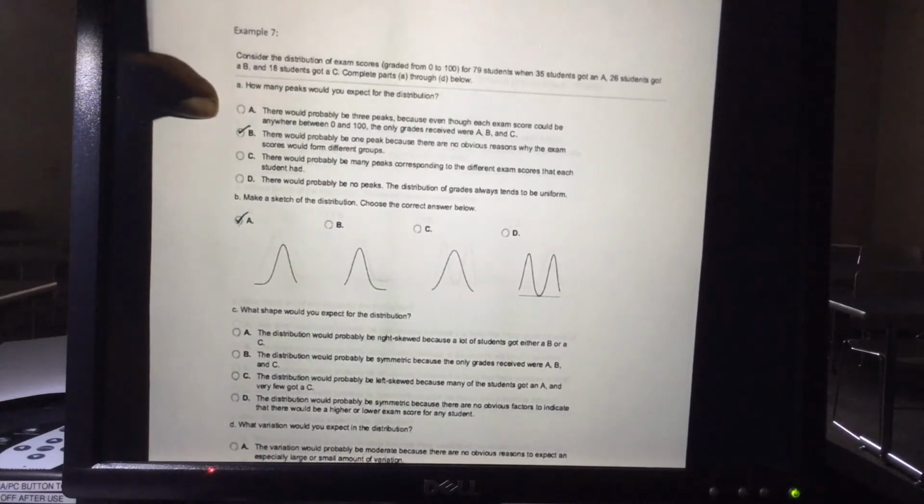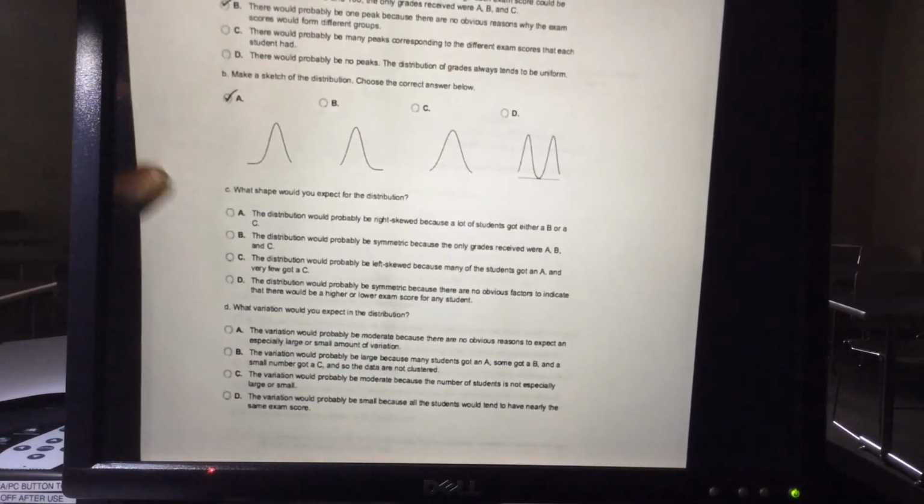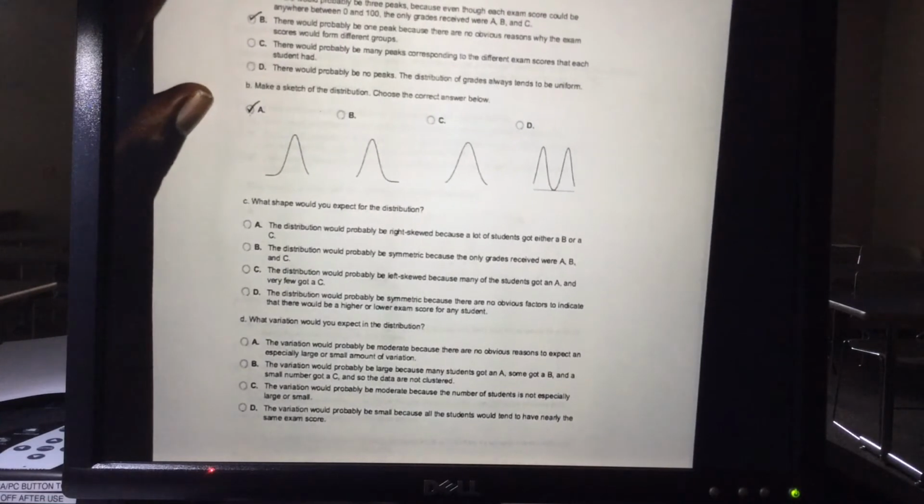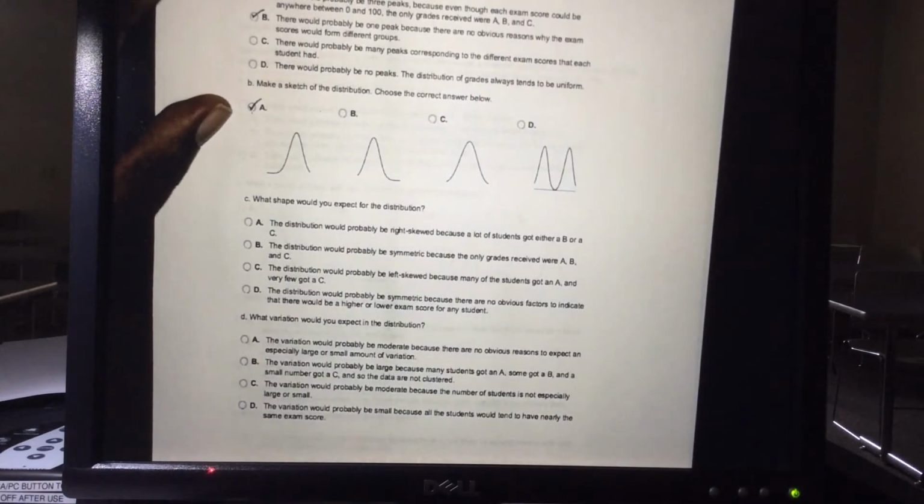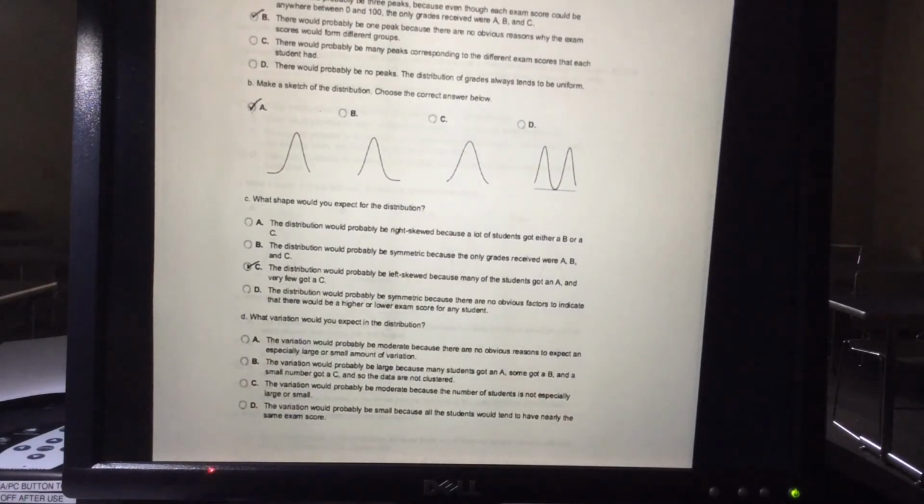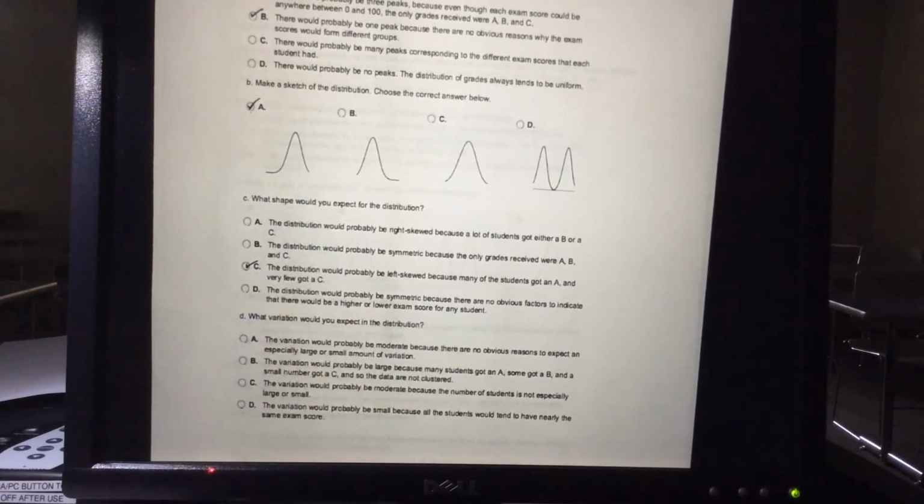And then part C, what shape would you expect for the distribution? And because many people got an A and very few got C's, I would expect that distribution to be less skewed. Okay. And if this is the case, that would be like this right here. This will be less skewed because very few people got a C and many of them got an A.